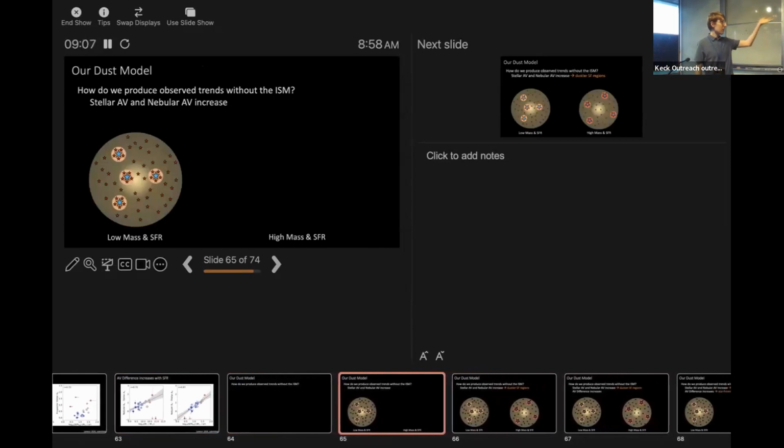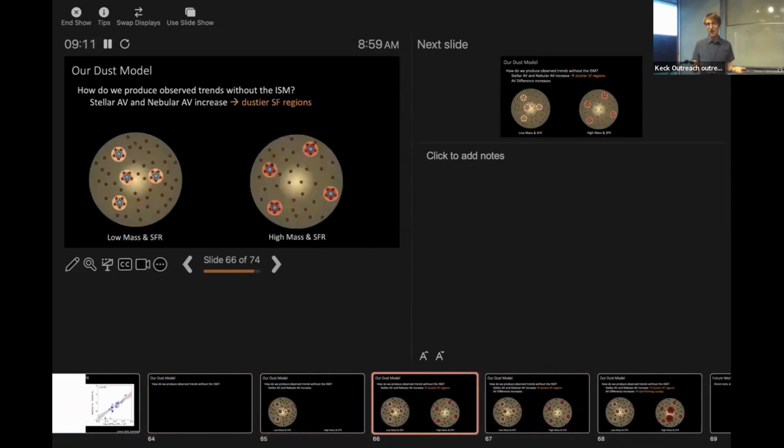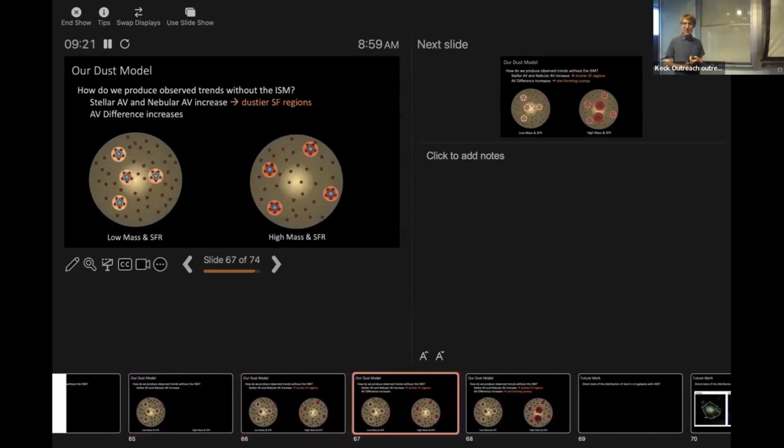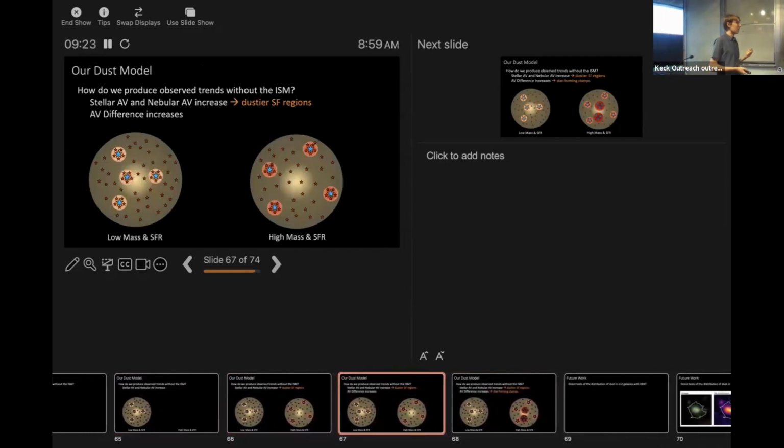So first, stellar and nebular AV increase with mass. Well, that's pretty easy to do if you just make the star-forming regions more dusty. If all the attenuation is happening in these regions, if you add more dust, then that will increase both of the AVs. But there's this AV difference that needs to be driven up, where the nebular attenuation increases in these high mass and star formation rate galaxies, but the stellar AV does not.